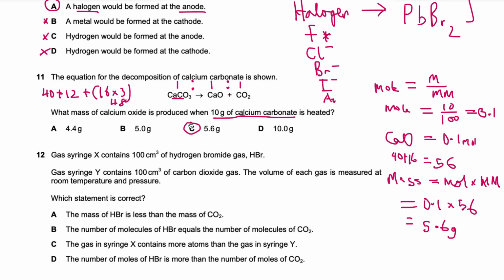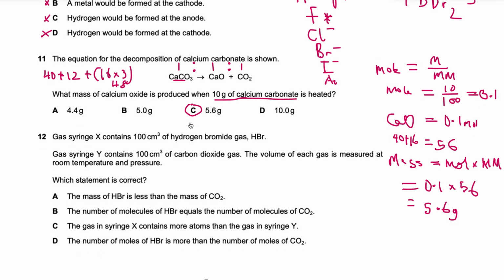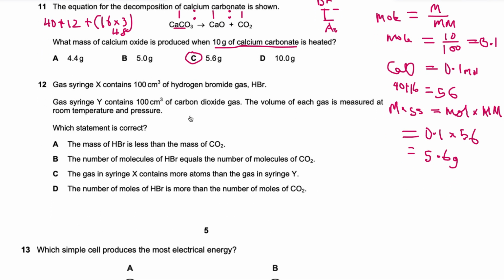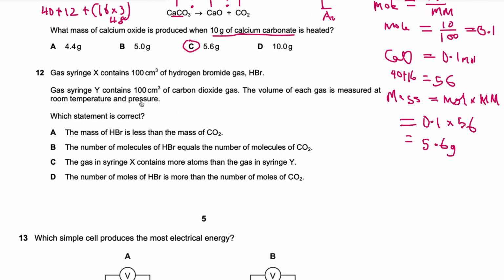You must be familiar with all these things. Now we move to the next question. Question number 12. Question 12 says gas series X contains 100 centimeter cube of hydrogen bromide gas. Now gas series Y contains 100 centimeter cube of carbon dioxide gas. Now the volume of each gas is measured at room temperature and pressure. Which statement is correct? The mass of hydrogen bromide is less than the mass of carbon dioxide.